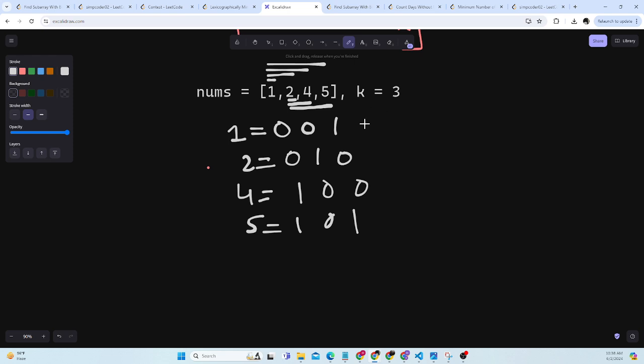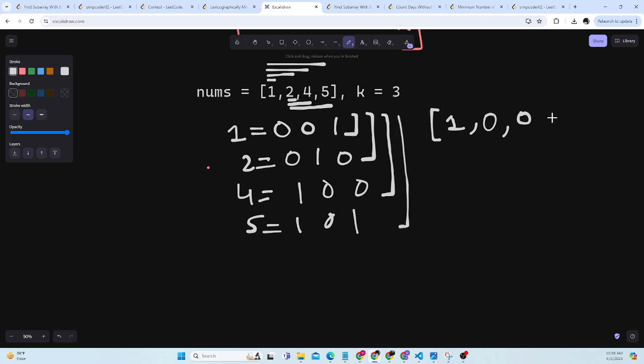How? Let's say we are at first. Let's say this array tells that if we start the subarray at 1, what is the AND? 1. If we consider the subarray 1 2, what will be the AND? It will be 0. If we consider this subarray, what will be the AND? It will be 0. And if we consider this particular subarray, what will be the AND? This will be 0. Okay.